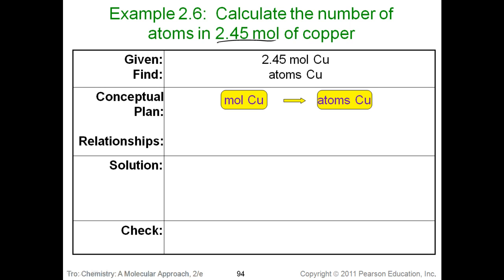Now, in order for us to convert moles to atoms, you have to know the relationship between moles and atoms, and that is 1 mole is equal to Avogadro's number. That's what this is. Instead of saying 6.022 times 10 to the 23rd, we just say Avogadro's number. Some people say Avogadro's number.